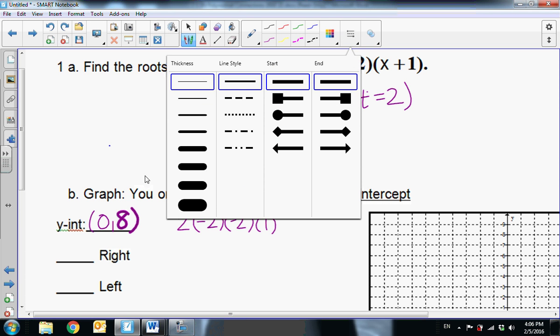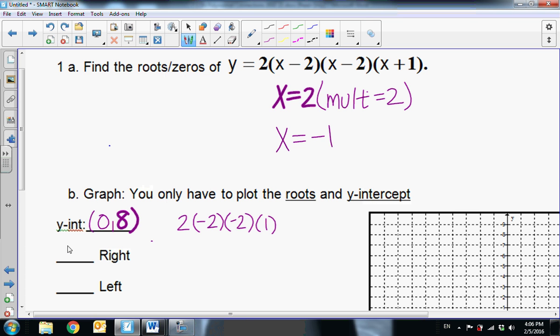Okay, what's going to happen on the right side? Rise, because our leading coefficient when we multiply this all out would be 2. What's going to happen on the left side? Think about it. If we multiply this all out, what's our degree going to be? 3. So this is going to fall because it's an opposite degree.